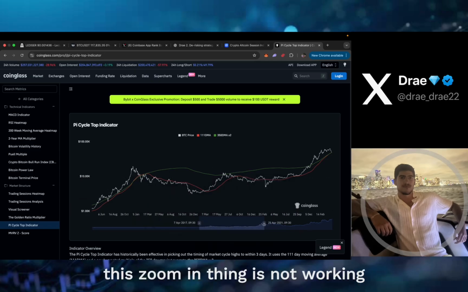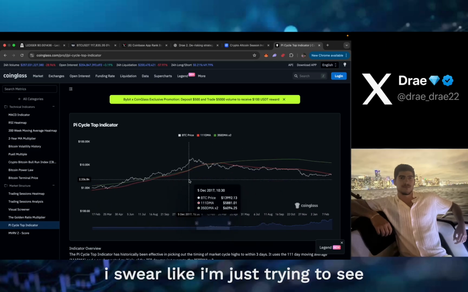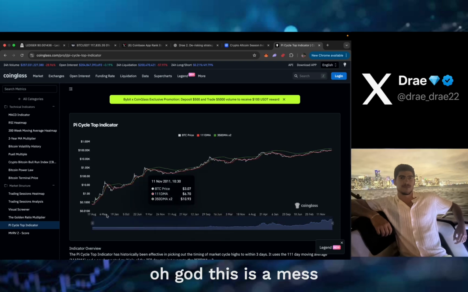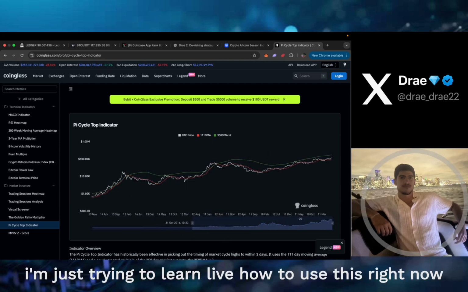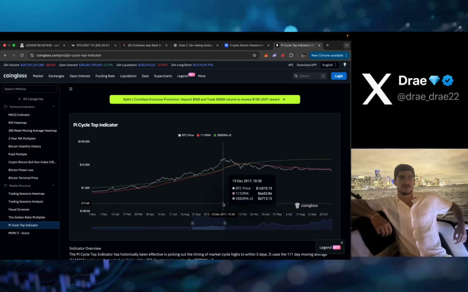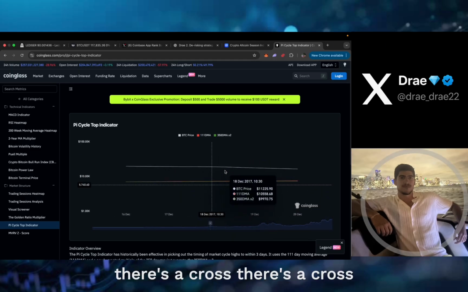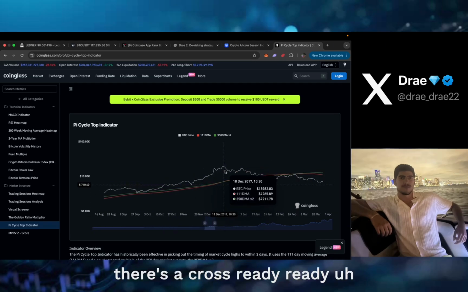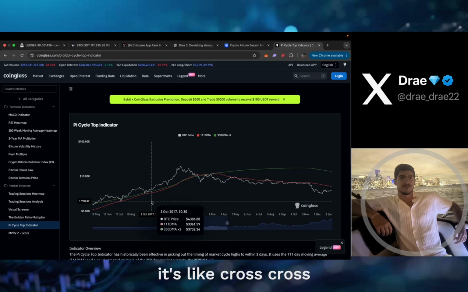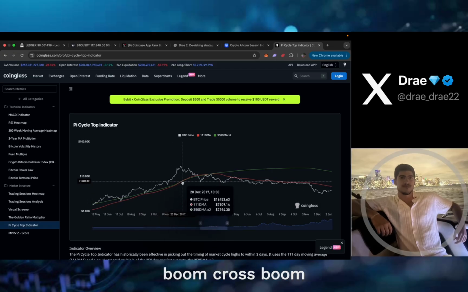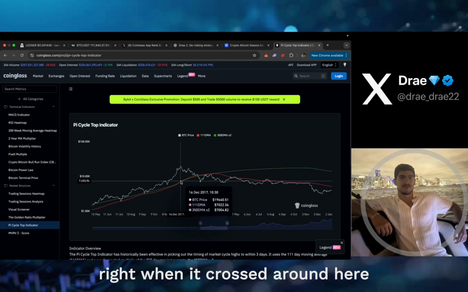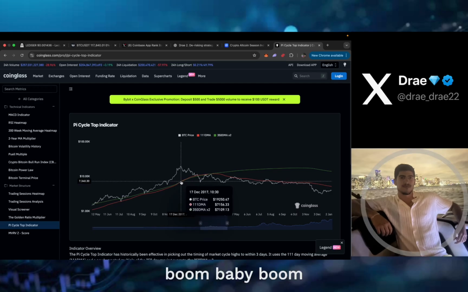Oh, this zooming thing is not working, I swear. Oh, I can zoom in like this. Okay. Oh god, this is a mess. My apologies, I'm just trying to learn live how to use this right now. Red. There's the cross. There's the cross. Ready? It's like cross, boom, top. In fact, right when it crossed around here, top, right there, boom.